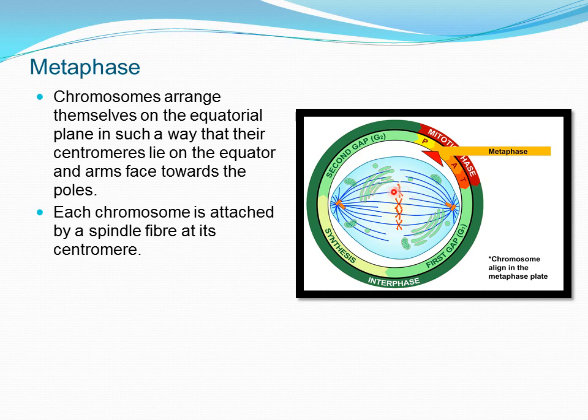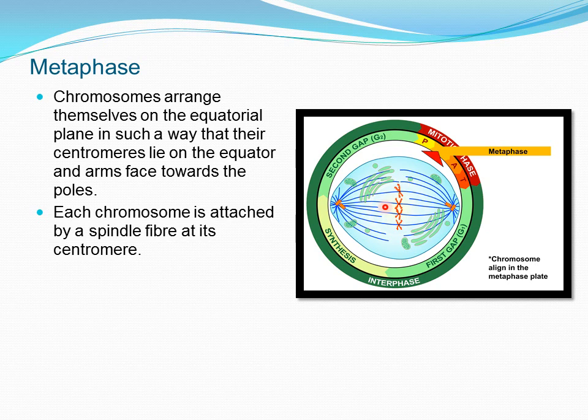Now if you see my pointer, each chromosome is attached to a spindle, and they are all arranged in such a way that the arms are facing towards the pole, and all the centromeres lie in this equatorial region. So that in the next phase we will see that they are moving towards the pole. So this metaphase is quite an easy phase.